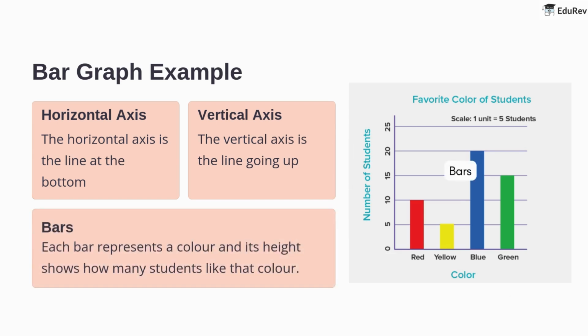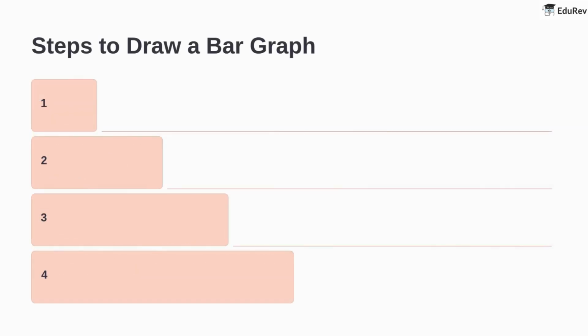The bars are the colorful rectangles. Each bar stands for one color, and its height shows how many students like that color. For example, the blue bar is tall up to 20 because 20 students like blue. Pretty cool, right? Now, let's learn how to make a bar graph.